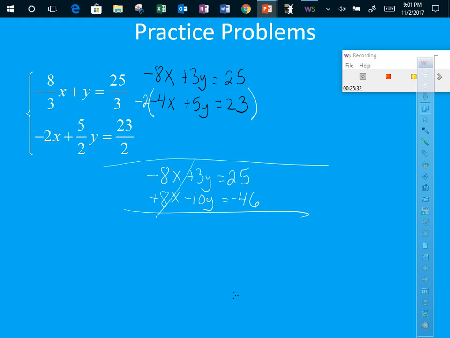X's drop out. I've got negative 7y equal negative 21. So my y value must be 3. So once again, figure out where you would like to go plug that in and figure out your x value.